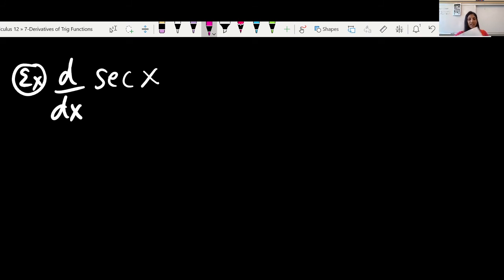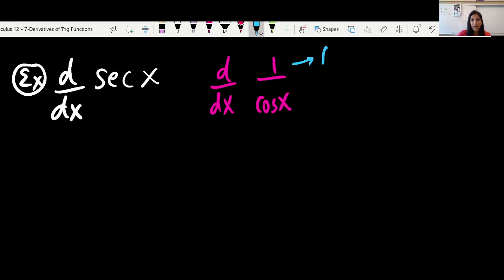For d dx of secant x, we could have d dx of 1 over cos x. And again, we could do the quotient rule, where we know that this would be f, this would be g, and we know that it's f prime g minus g prime f over g squared. I'm not going to write it out again because I think you know it by now, or hit pause and write it out for yourselves, but I'm just going to flow through and get the answers here.